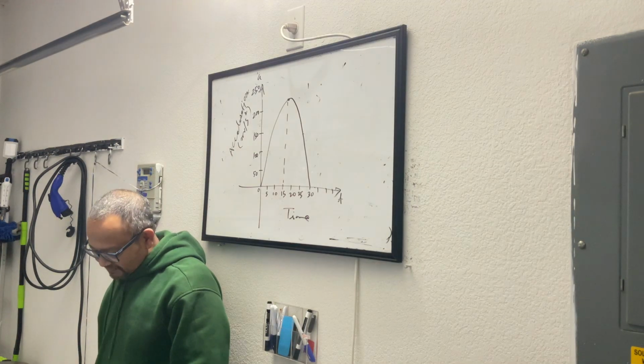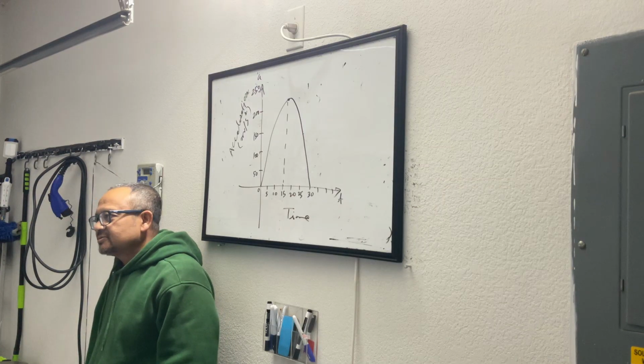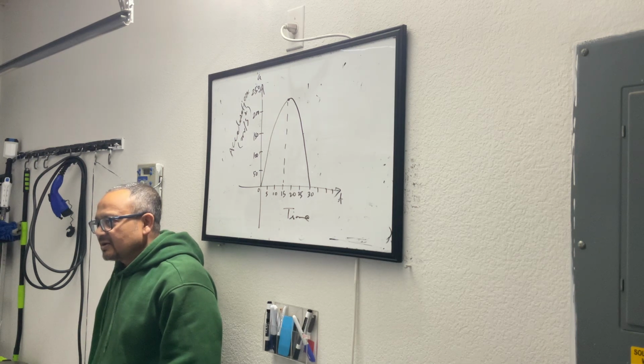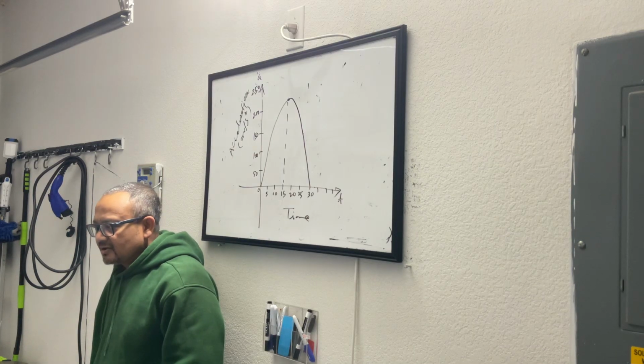Okay, so I think that it first increases all the way up till the max point, and then it goes down. So it increases and decreases. Okay, points on the graph.